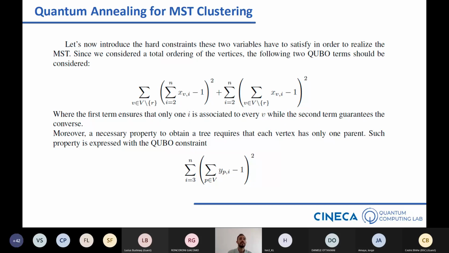The second constraint is this one, which means that basically every vertex must have only one parent. So it's just this constraint. It's not a bijection in this way, like here. No, it's just in one way, because parents can have multiple children, but a vertex has only one parent.